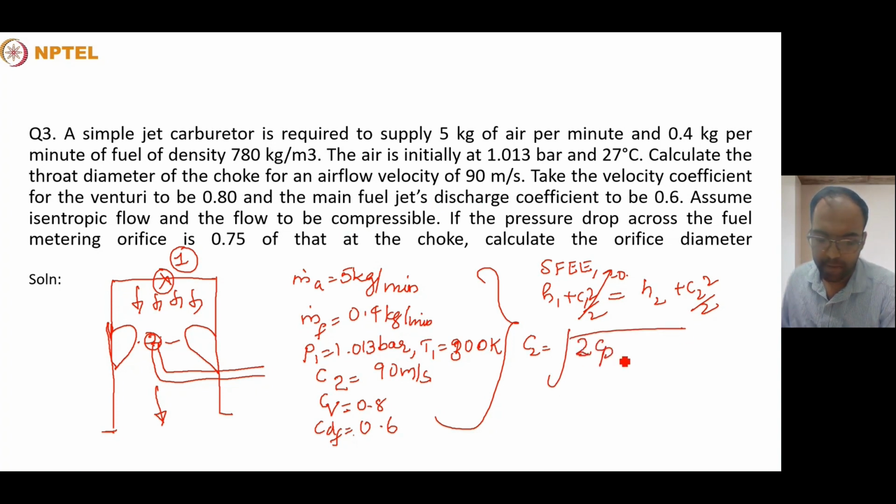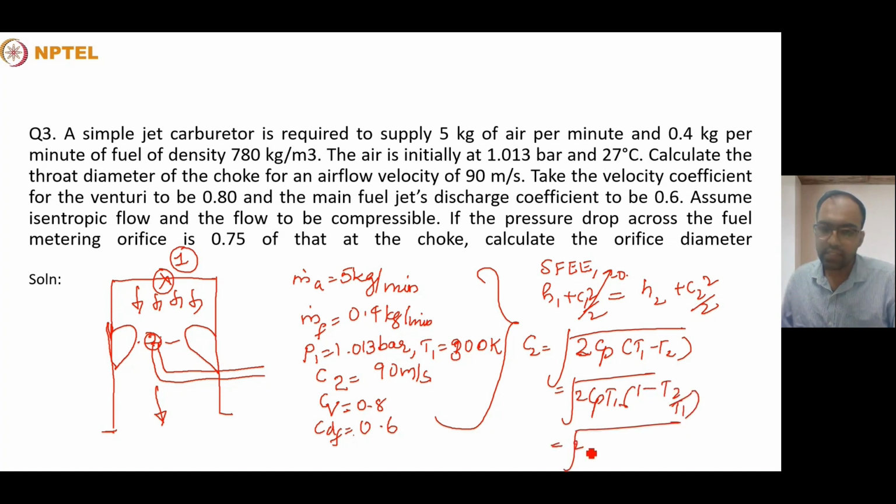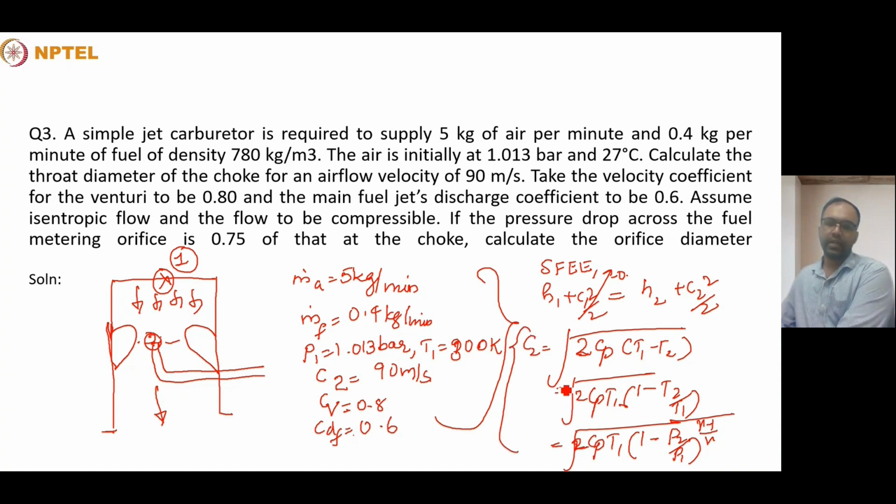C2 from this one will be equal to the square root of 2 Cp into T1 minus T2, which can be written as 2 Cp T1 into 1 minus T2 by T1. In terms of pressure, it's an isentropic process, so it can be written as 2 Cp T1 into 1 minus P2 by P1 raised to gamma minus 1 divided by gamma. So this is the velocity C2, which we get from the steady flow energy analysis.